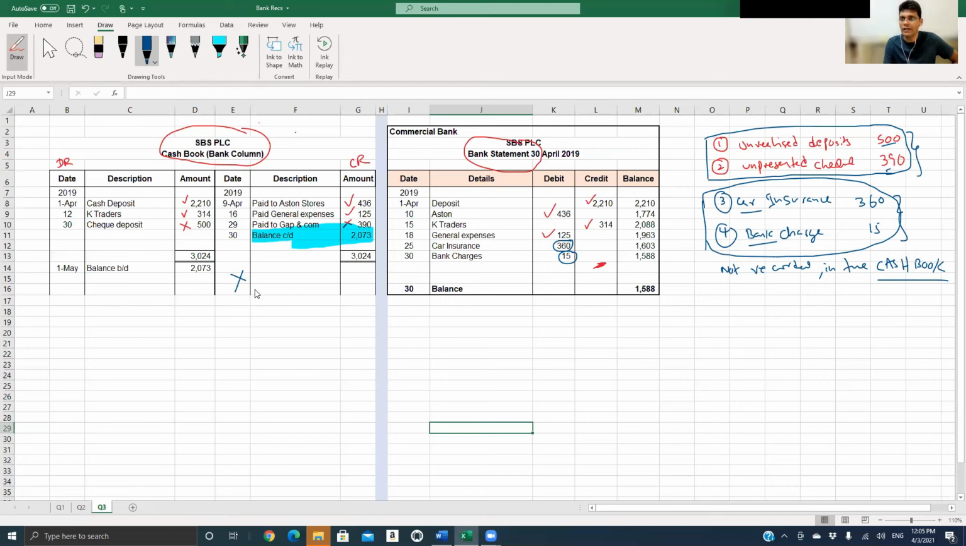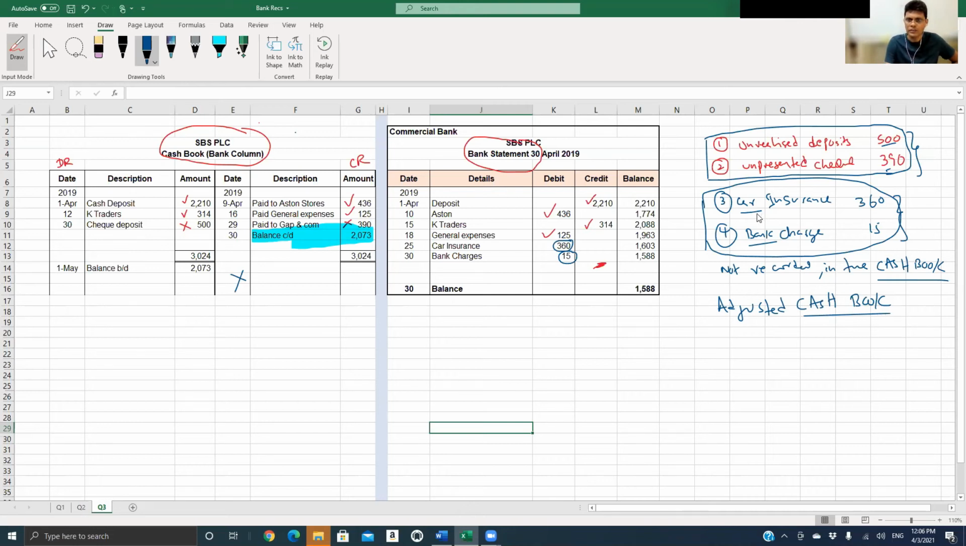So if it is not recorded, what do you need to do? Tell me. Adjust the cash balance. Exactly. You need to identify the adjusted cash book balance. Good. Don't forget. Imprint this in your memory. Okay.